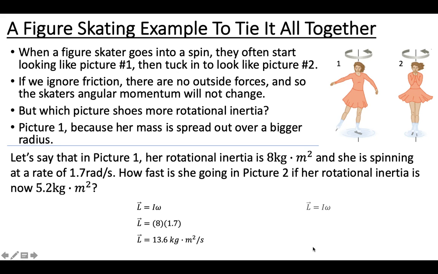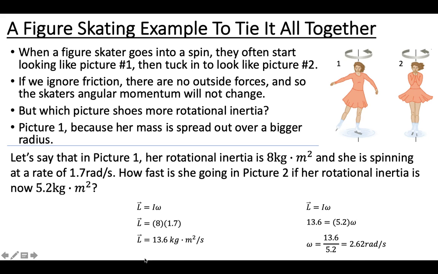And so we're still going to use the same exact equation. We know that L is 13.6, and we also know that her rotational inertia in picture 2 is 5.2. We're just going to take those numbers and plug them in. L is 13.6, we just figured that out. They told us in the problem that her I for picture 2 is 5.2, and we want to know how fast she's spinning. So that's our omega. We just have one algebra step to solve. Omega is 13.6 divided by 5.2. When you do that, you get 2.62 radians per second.